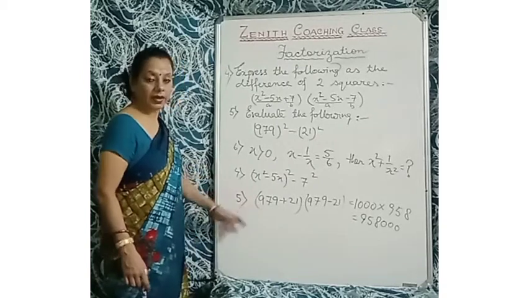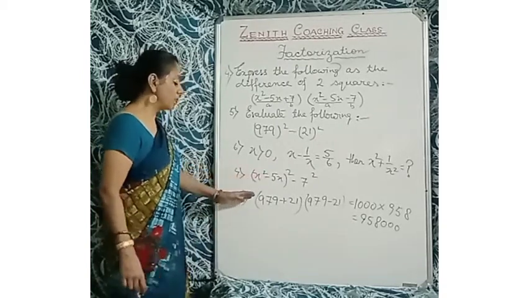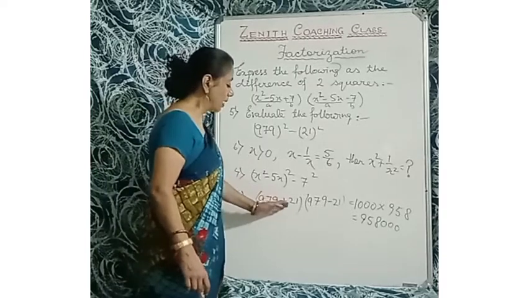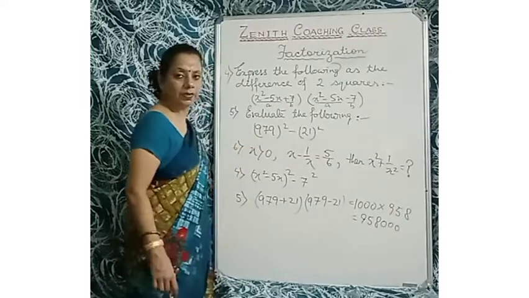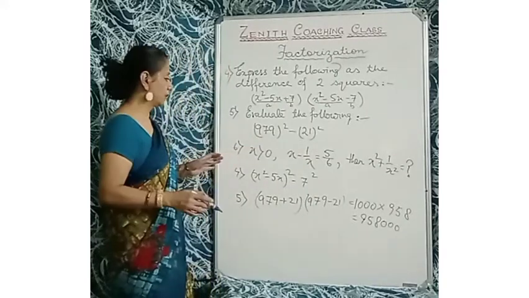You don't have to do multiplication. So take it in formula, that is a square minus b square, so a plus b multiplied by a minus b. That is 1000 multiplied by 958. So such an easy sum, no?